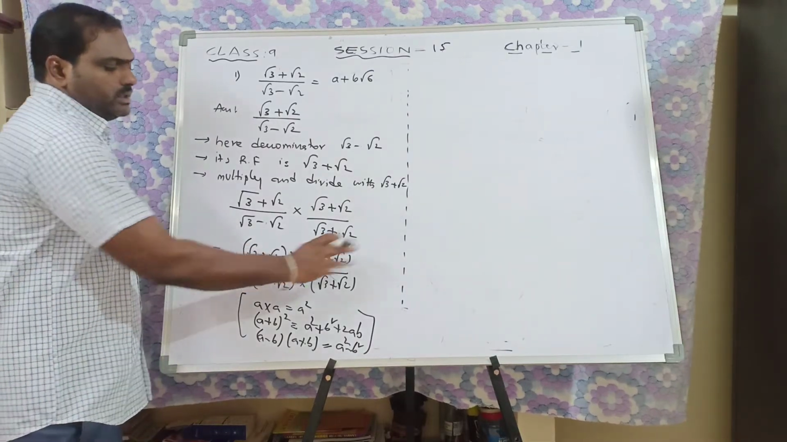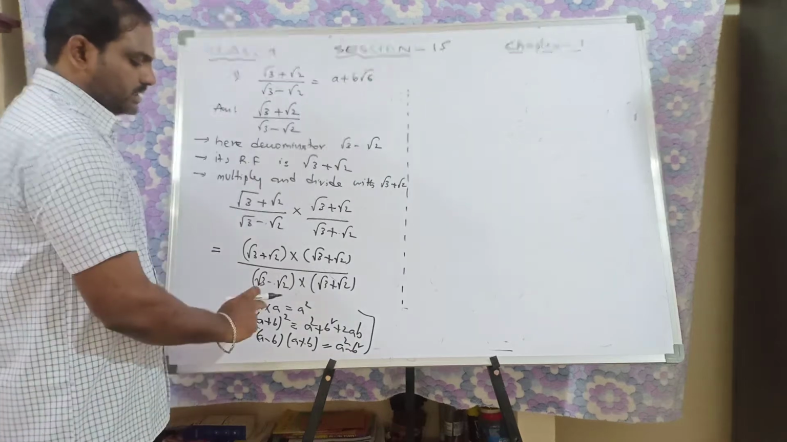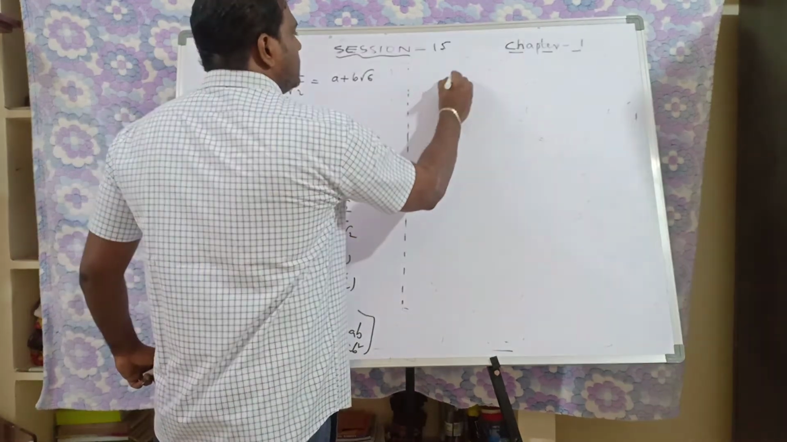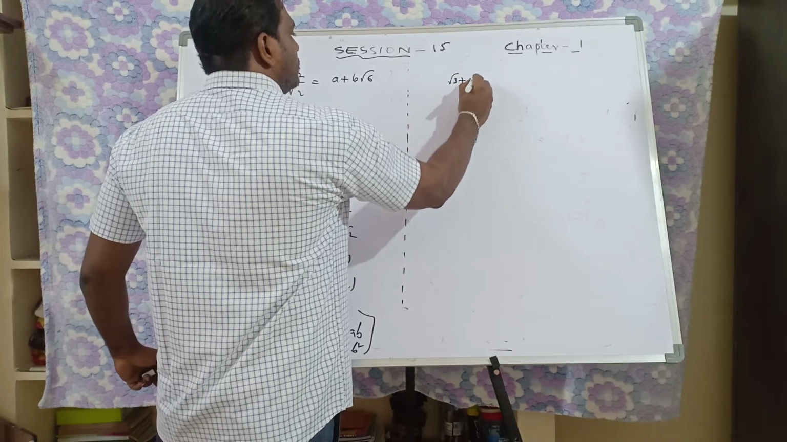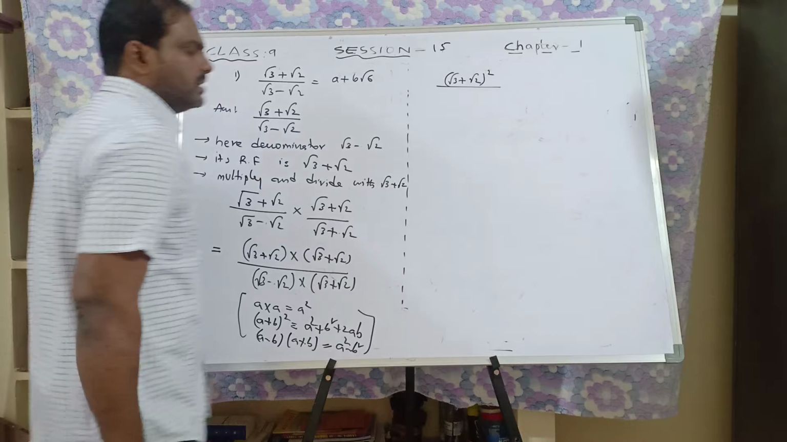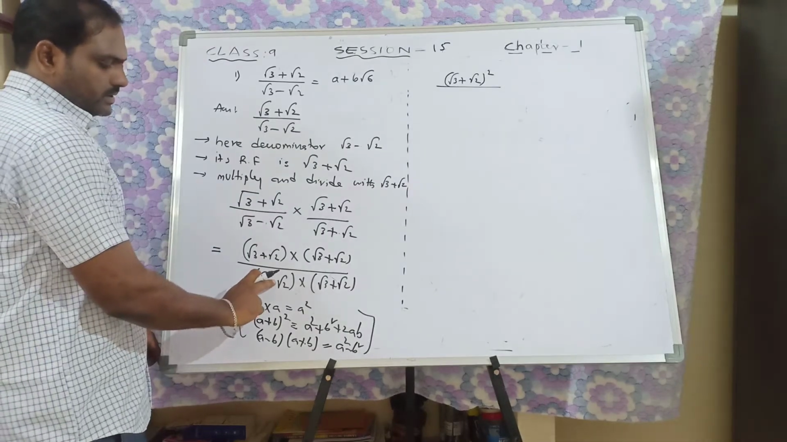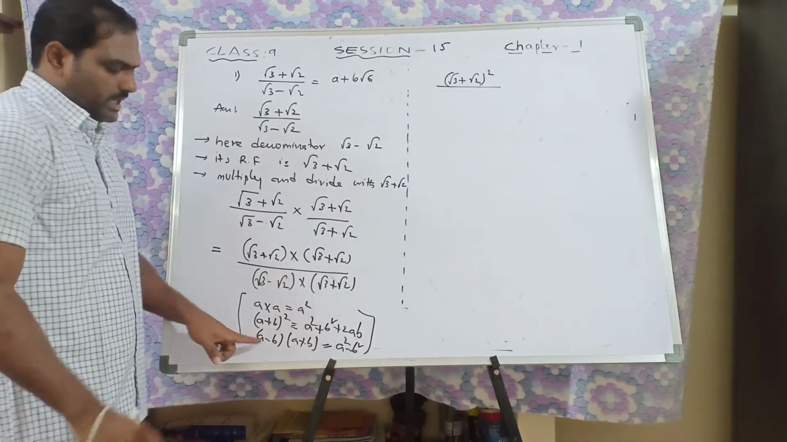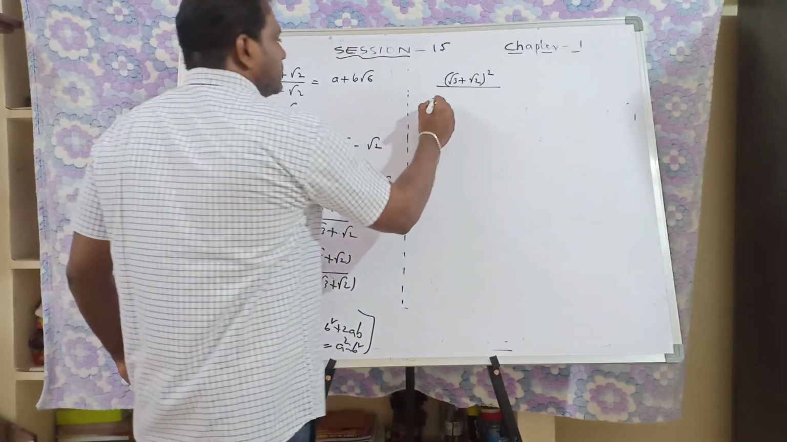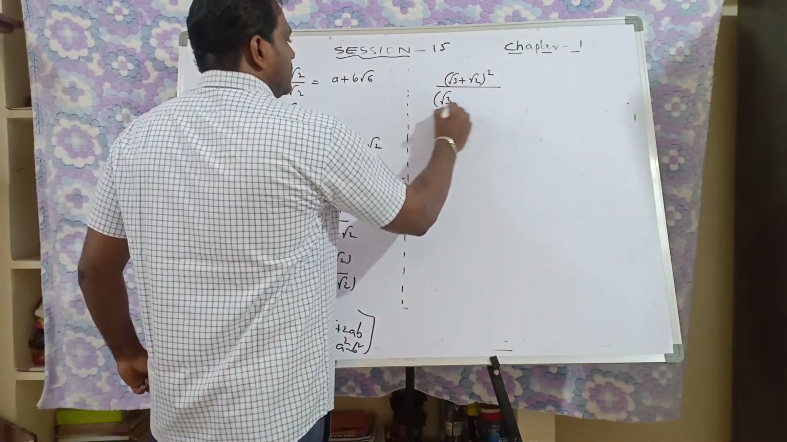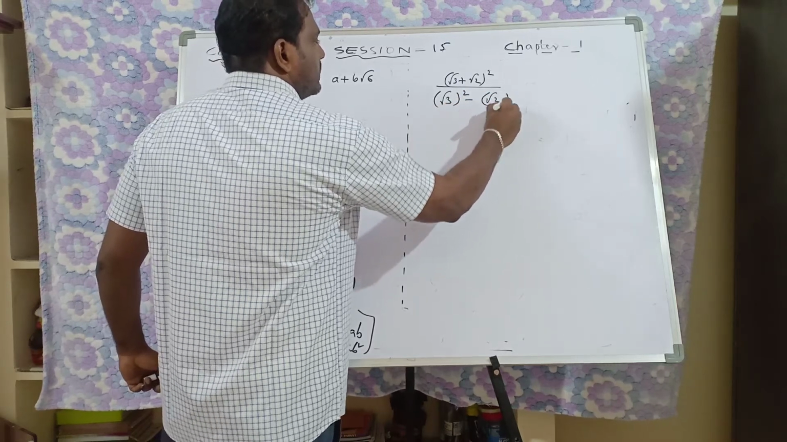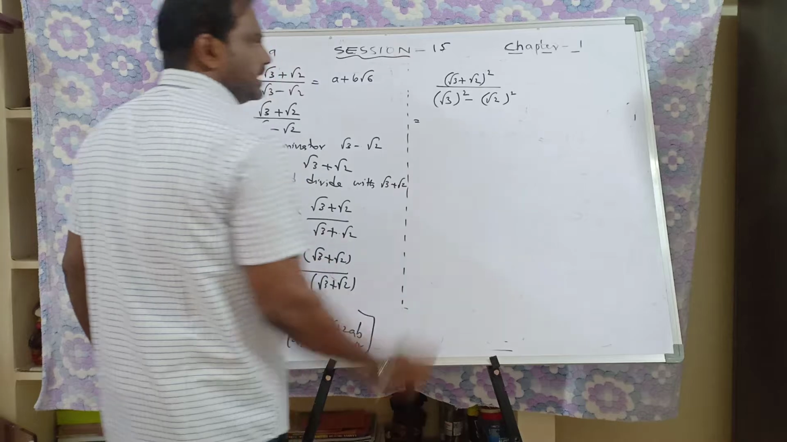These are the three formulas which we have to apply. Root 3 plus root 2 into root 3 plus root 2 means a into a, so we get a square, that is, root 3 plus root 2 whole square. In the denominator, root 3 minus root 2 into root 3 plus root 2 is a minus b into a plus b, so the answer is a square minus b square, which is root 3 whole square minus root 2 whole square. What is the next step?